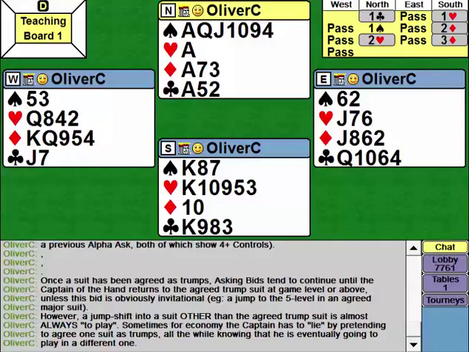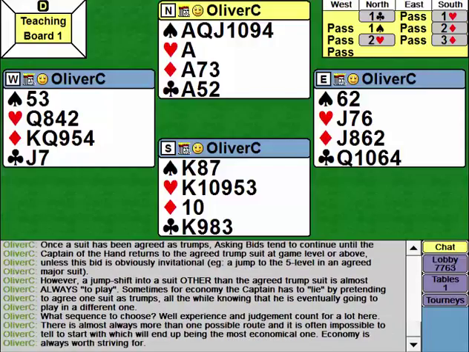Okay, the next question is, if there's no questions about jump shifts and agreeing one suit and ending up playing in a different suit, which we'll come to in more detail when we look at the asking bids themselves, is what sequence do you choose? And this is the big question that people have to start with, because they're unsure how to use these asking bids to best effect. And as I've said there, experience and judgment is the biggest thing here. There is a learning curve when it comes to asking bids and choosing the best route. And sometimes the best route might be quite obscure and not obvious to start with.